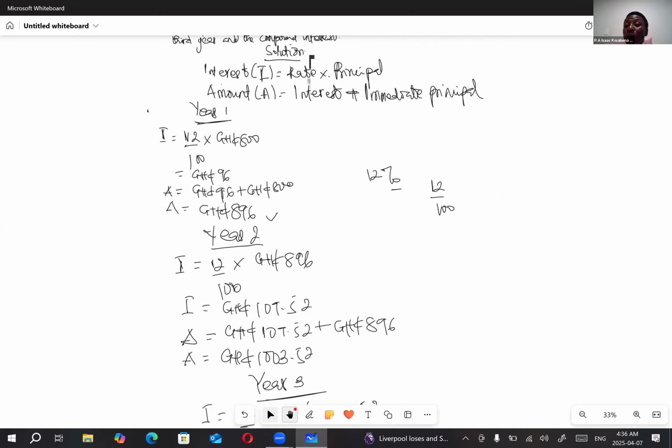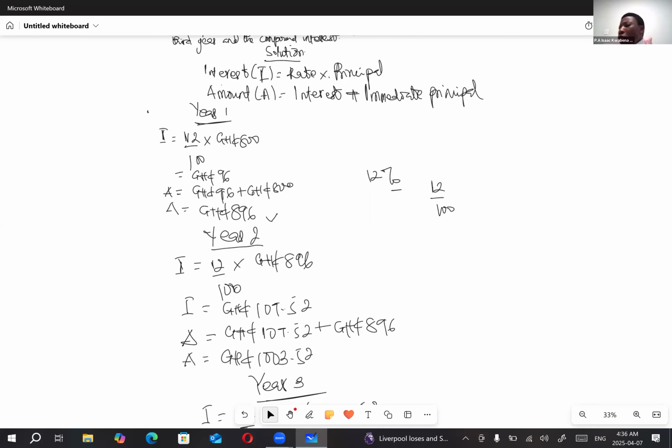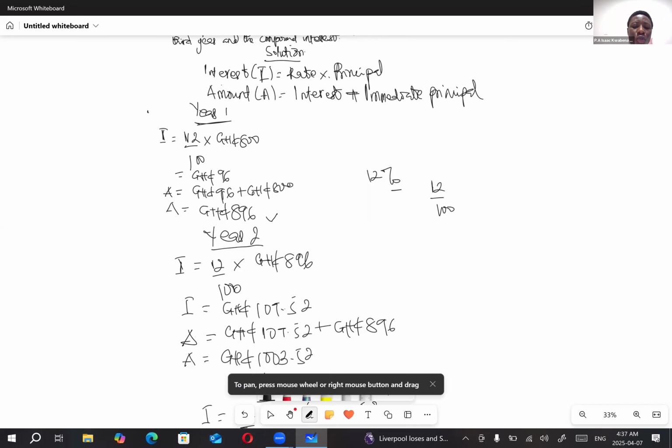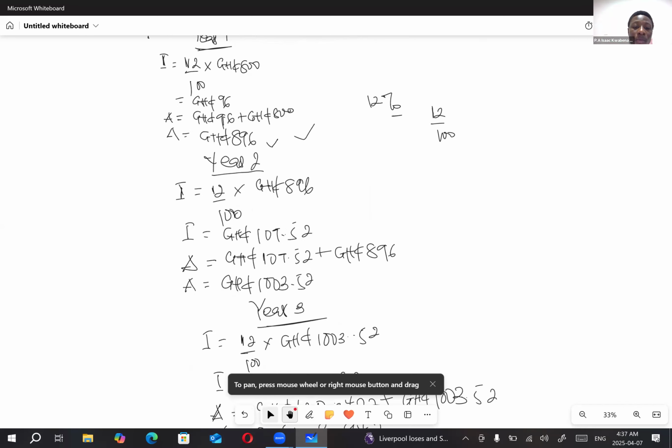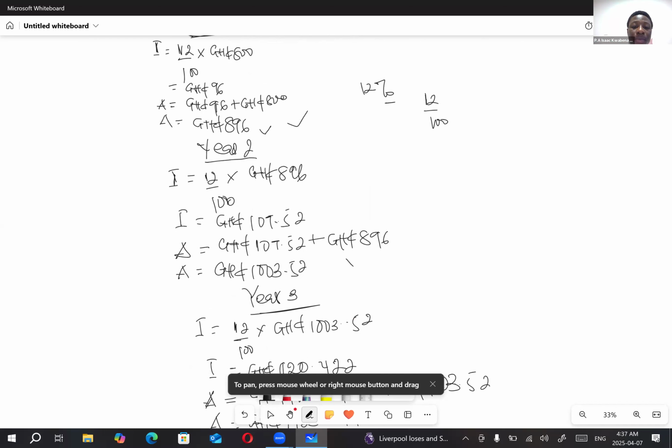Well, and what do you want me to find? Interest, compound interest and amount. You just go through the process. Year 1, you do your interest, you do your amount, right? So you are here, isn't it? Year 2, you calculate your interest, and then you calculate the amount, right? So year 2, you are here. Now, don't go to year 3 yet.